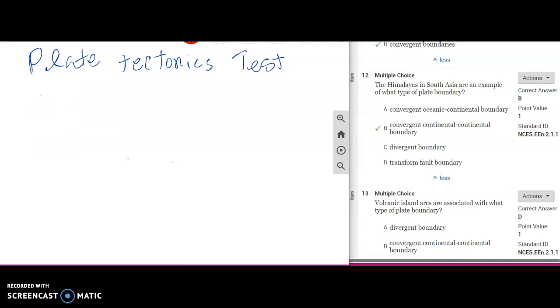Okay, number 12. The Himalayas in the South Asia are an example of which type of boundary? So this would be, okay, Himalayans are in the South of Asia. They are a convergent boundary. We definitely know that. We learned that in class. Let's look at A. A convergent oceanic continental boundary? No. We said that was continental, oceanic. That would be like Mount St. Helens. And that's not the Himalayas.